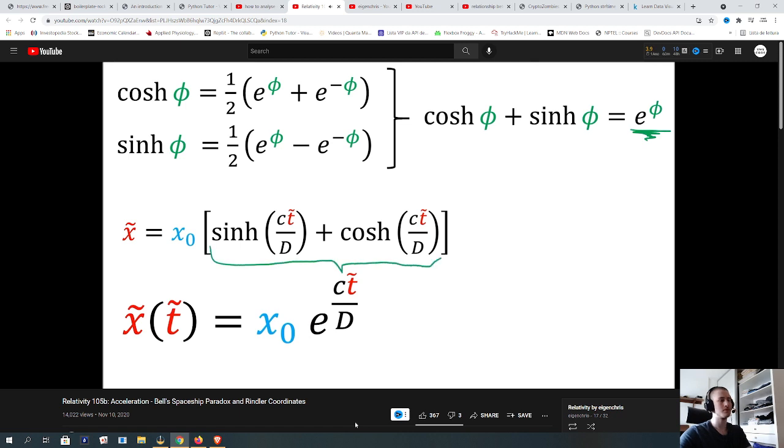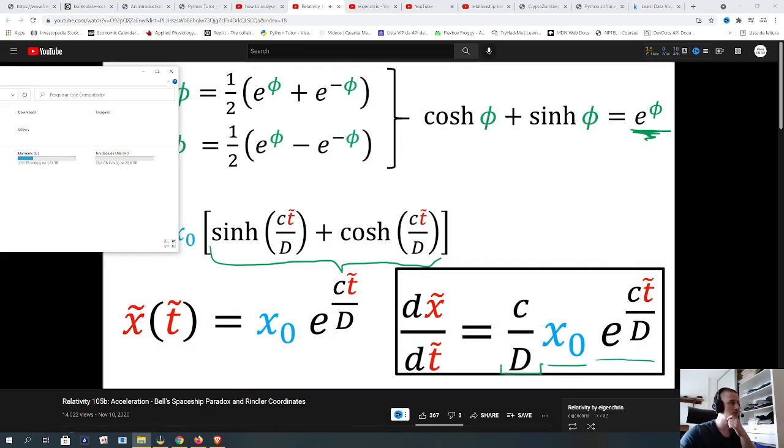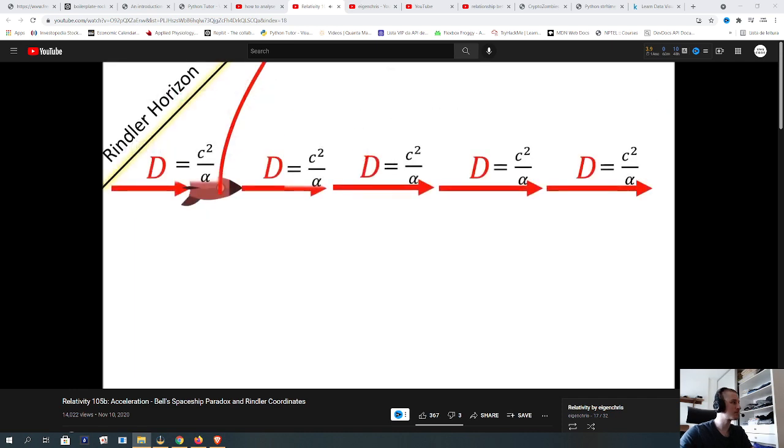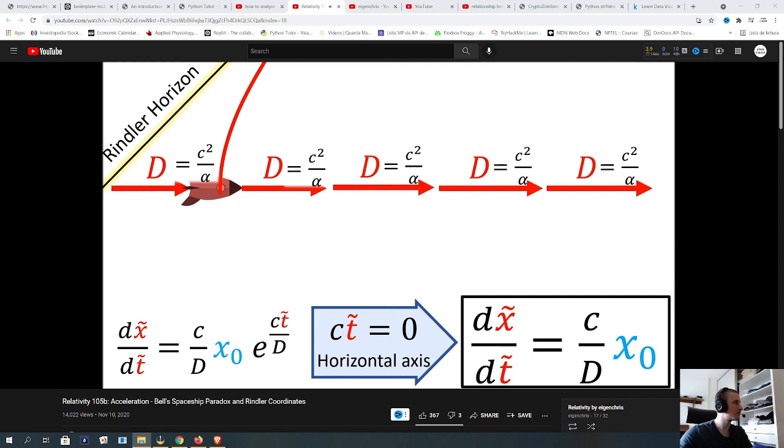So we have a formula for x tilde, and if we take the derivative with respect to t tilde, we get c over d times x naught times this exponential. If we restrict this formula to the horizontal axis, where ct tilde equals 0, then we get the speed of light is c over d times the initial position x naught. This means that a beam of light sent from the Rindler distance d has a speed c.